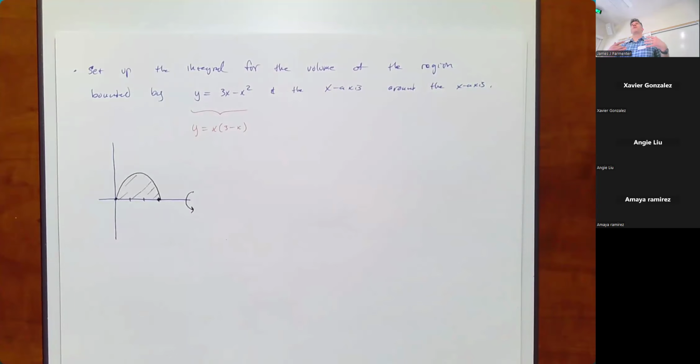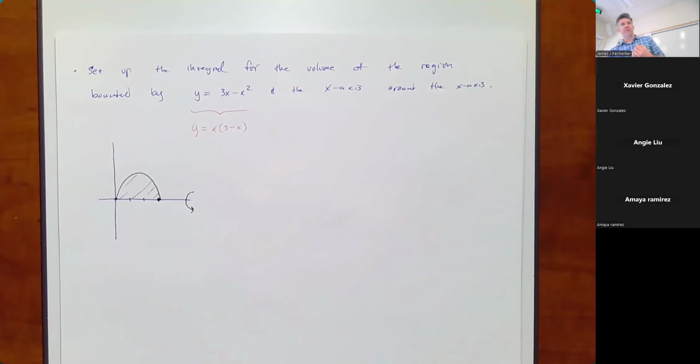And if you, well, I don't want to say that. So in this class, you can kind of use any method you want typically. If you are specifically trying to use the disk method or the washer method, which are the ones we start off with, your strip, vertical or horizontal, should always be perpendicular to the axis of rotation.